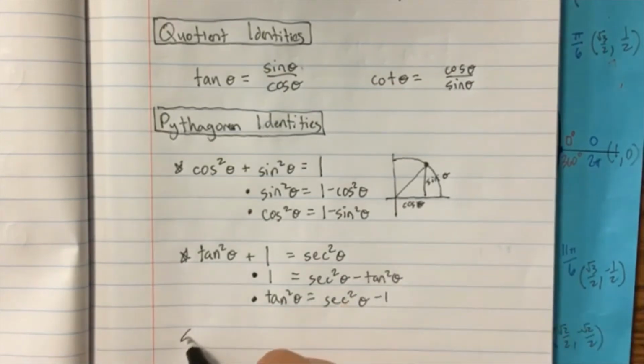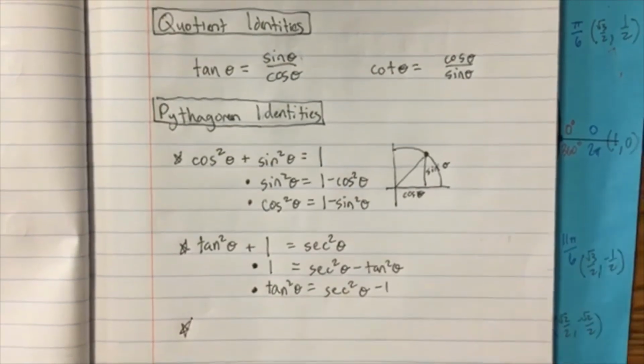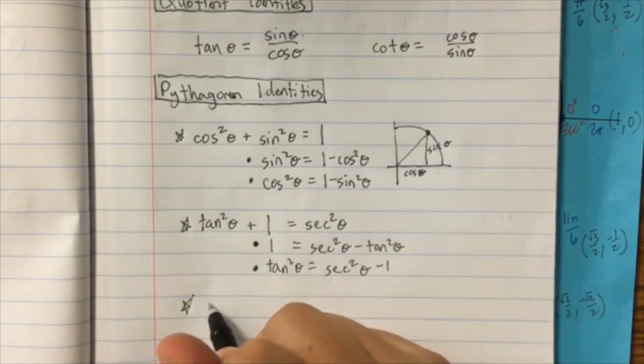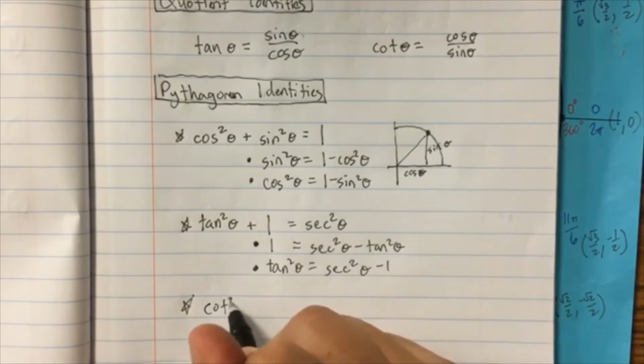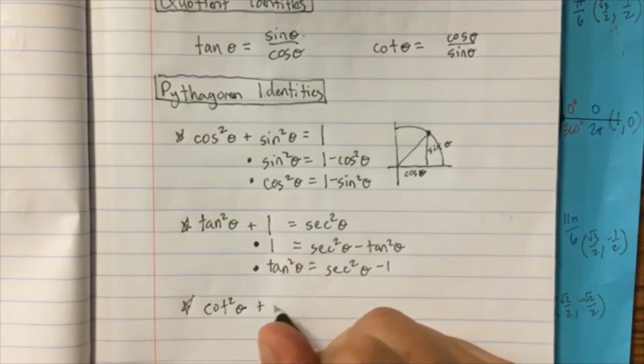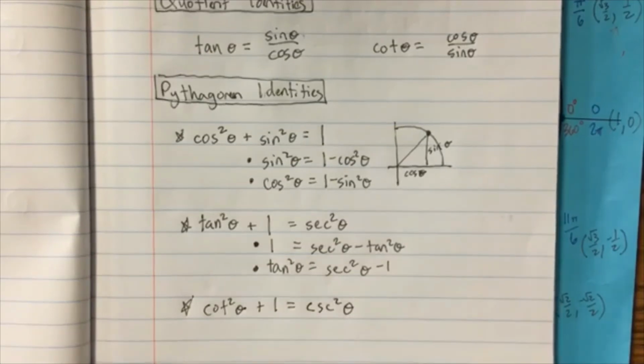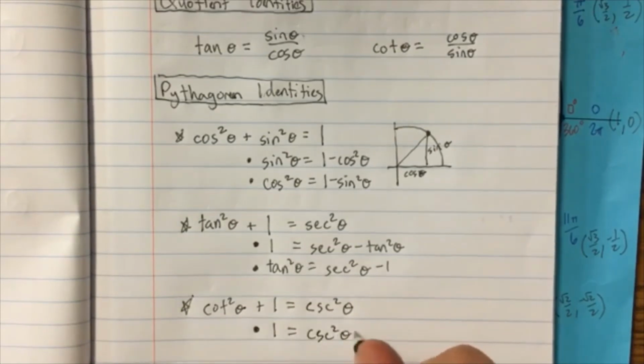And so the last one, let's see, what trig functions are we missing here? Cotangent and cosecant, I think? Yeah. So we've got cotangent squared theta plus 1 equals cosecant squared theta. And you can rearrange this one in the same way we rearranged the last two. For example, you could have 1 equals cosecant squared theta minus cotangent squared theta.